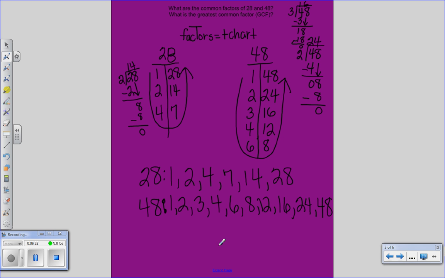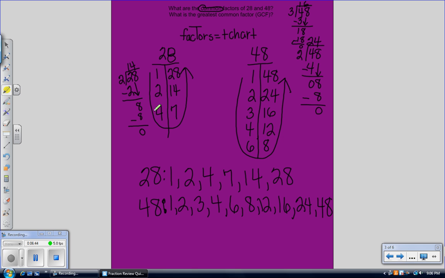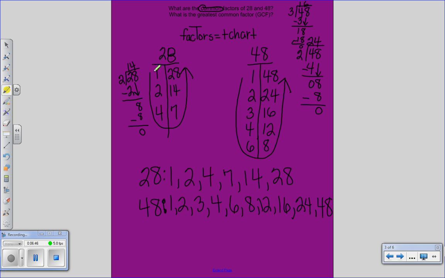Ooh, that's a lot. Now you can compare, because coming back up to our question, we want to know what the common factors of 28 and 48 are. So you can circle them, or you can get your highlighter out. I'm going to think to myself, alright, 1 and 1 are in both lists. I can highlight them, or you can circle them. 2 is in the same list.